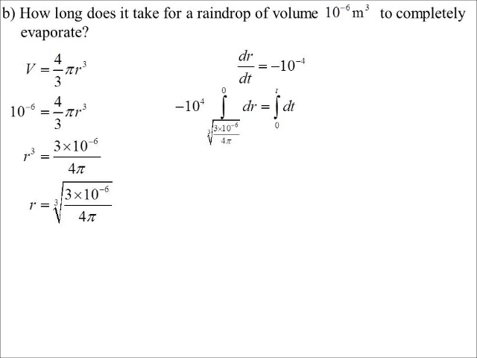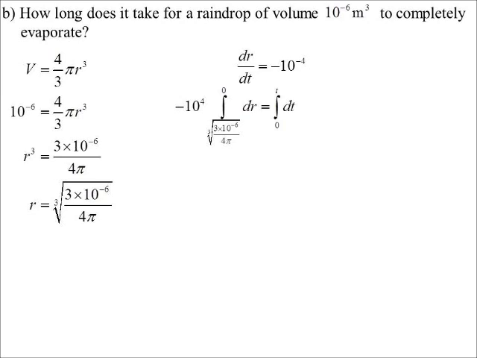This is a technique of integration known as separating the variables. What you're basically doing is still just solving an equation. dr/dt equals negative 10 to the negative 4 is an equation. You could think of it as I've done two things in one here. Whatever you do to one side of the equation, you do to the other.